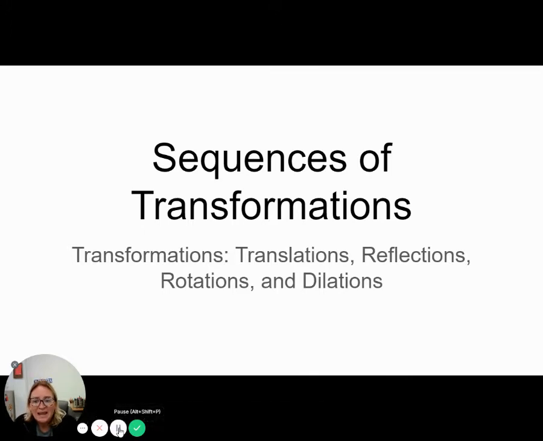So today we are going to learn how to put everything together, okay? We have learned how to do translations, reflections, rotations, and dilations. And now we are going to sequence them. So we're going to do 2 or 3 or 4 of them at a time, step by step, okay?